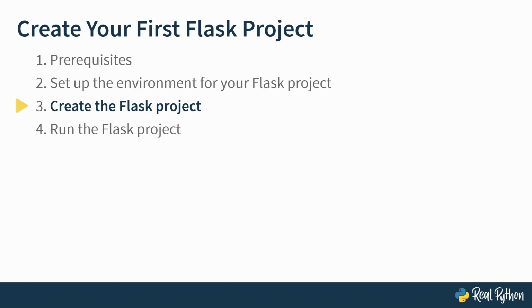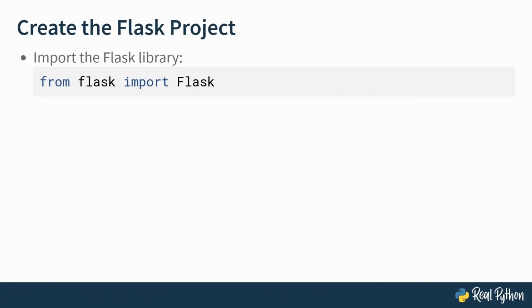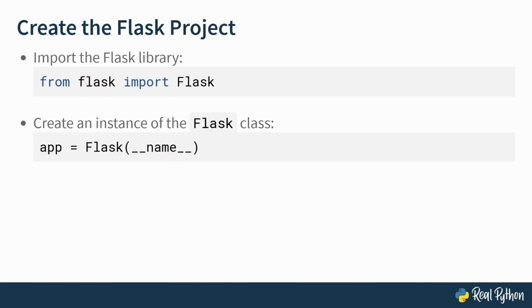With your environment set up, let's create the actual Flask project. First, import the Flask class. This line imports the necessary class to create your Flask application. Then, you need to create a Flask app instance. This creates an object named app that represents your web application.